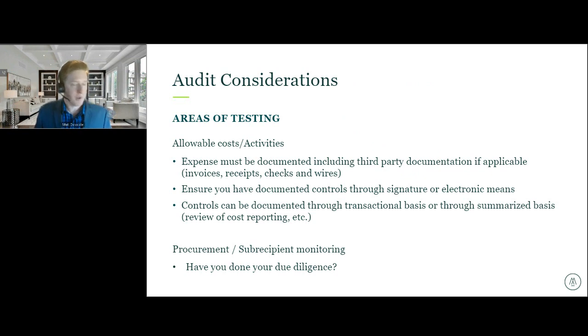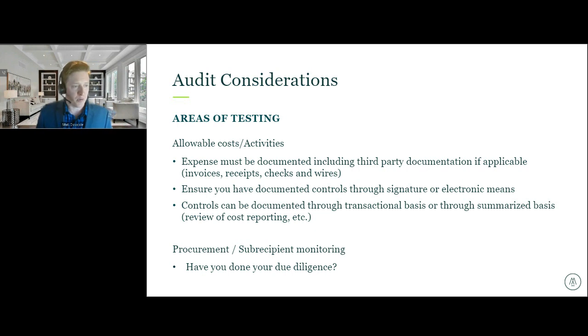All right, so we picked out a couple of areas of testing here that I think is important to press upon everyone. So expenses must be documented, including third-party documentation if applicable. An example of this is, maybe you had to buy something off Amazon, right? And so you have a credit card charge going to Amazon. That alone is not a good documented expense because you can buy anything from Amazon, right? So it's important to make sure you have evidence of what was purchased, when it was purchased, who it was purchased from, how it was paid. All that information will be gathered as part of the audit.